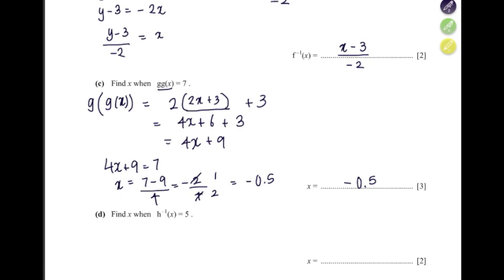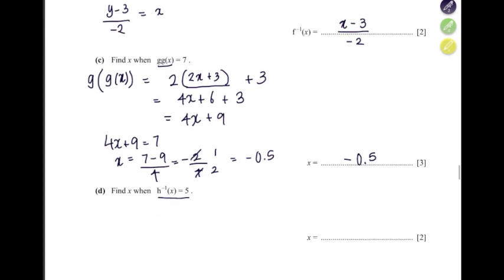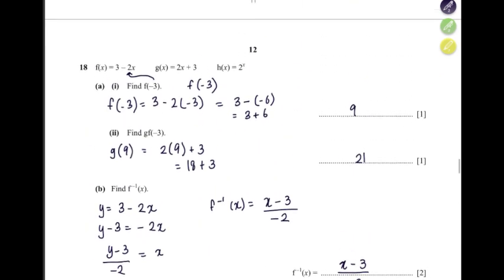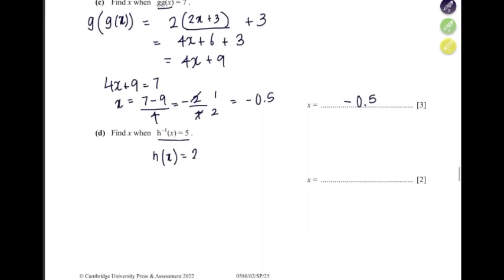Find x when h minus 1 of x equals 5. Now find x when h inverse equals 5. So what is h of x? h of x is 2 power x, right? 2 power x. So what you can say here is that this is going to be 2 to the power 5. So 2 times 2 times 2 times 2, 4 times 2, 8 times 2, 16 times 2, 32. Here x equals 5. Inverse equals a number. That means this is what the value of x is going to be.